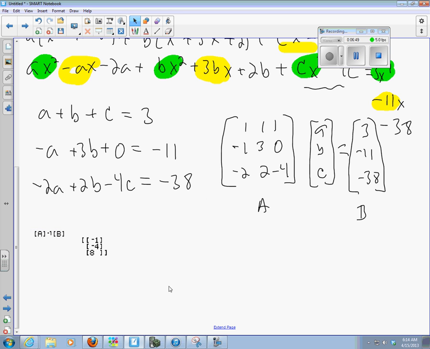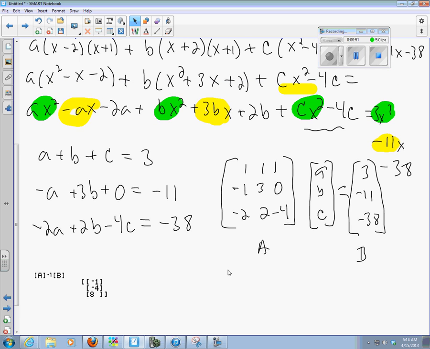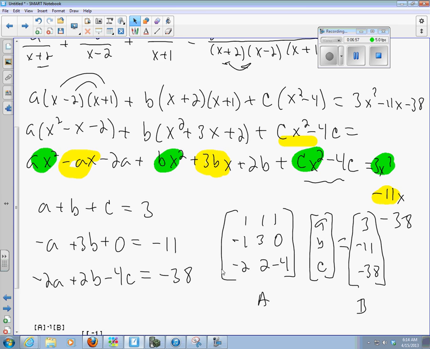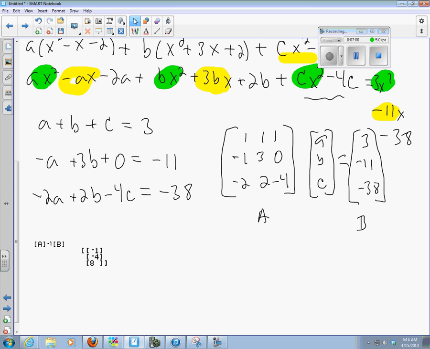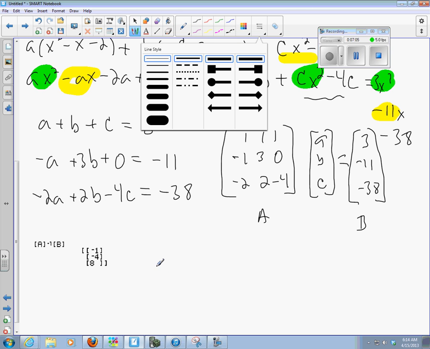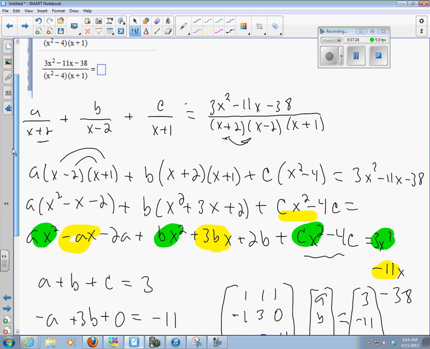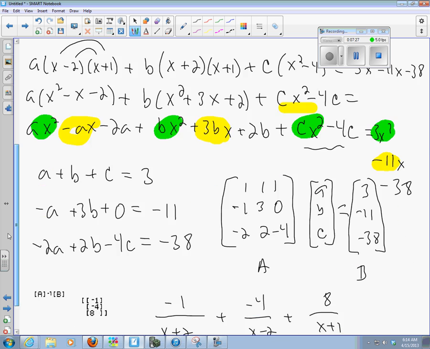I guess the numerators are not so much coefficients. The other thing you have to pay attention to is that you don't mix up your order. So I've got x plus 2, x minus 2, and x plus 1. If you mix up that order when you're substituting in the constants on top, you'll see shortly we'll have expressions. So x plus 2 gets the negative 1, plus negative 4 over x minus 2, plus 8 over x plus 1. Let's make sure. I think that does it.